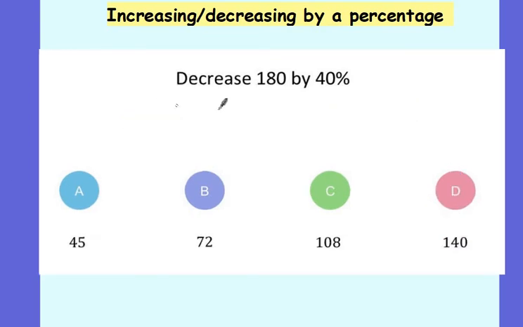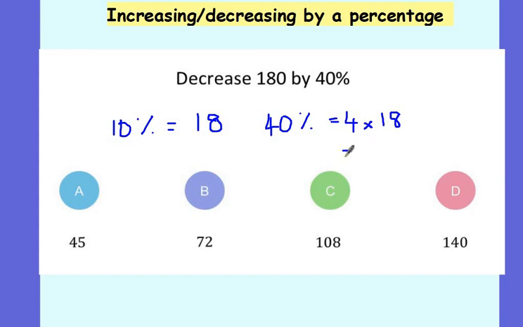Okay, Year 8, I want to decrease 180 by 40%. Pause the video and then work out the answer. Okay, let's go through it. 10% of 180, we're just dividing it by 10, gives me 18. 40% is going to be 4 lots of that, which is 4 times 18. 4 times 18 gives me what, Violet? 72. Lovely, thank you very much.